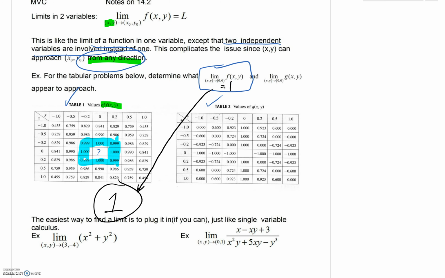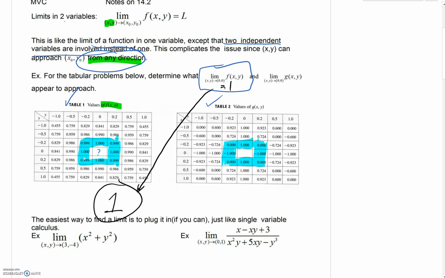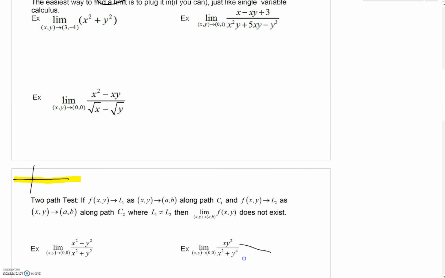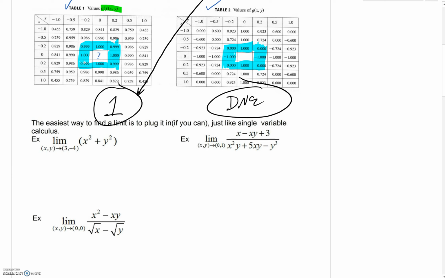By way of comparison, if we took a look at function g, this is very, very different in this regard. You can see that as we are approaching 0, 0 here, we're not really getting the same consistent outputs. We might get as large as a positive 1, we might go down to negative 1, sometimes we're at 0. So this would not exist.